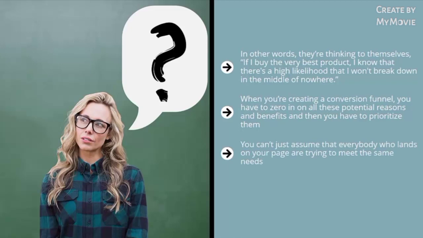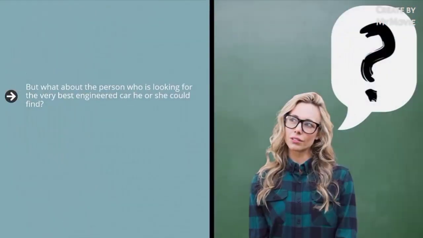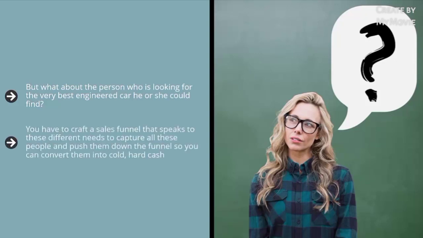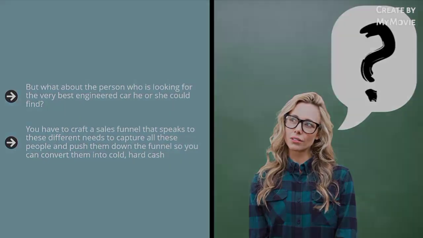That's like a Mercedes ad just basically saying that it's all about luxury. That's a great ad if you're sure that almost all the people looking at that ad are looking for luxury. But what about the person who is looking for the very best engineered car he or she could find? What about the other person who just has an affinity for a lot of things German, and so on down the line? You have to craft a sales funnel that speaks to these different needs to capture all these people and push them down the funnel so you can convert them into cold, hard cash.